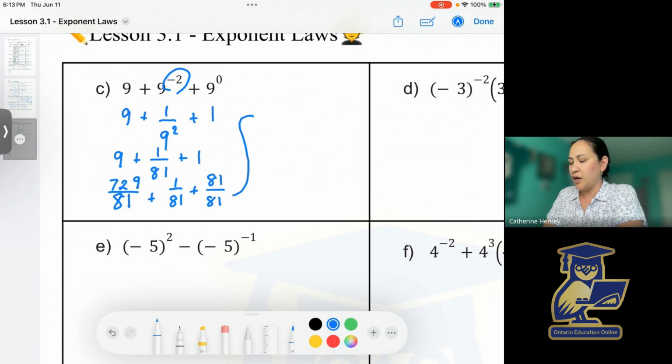When we're adding fractions, we add straight across the top, and we keep the denominator the same. So this is going to be 811 over 81. You can try, but I don't think that this fraction can be reduced anymore, and so we can leave it just like that.